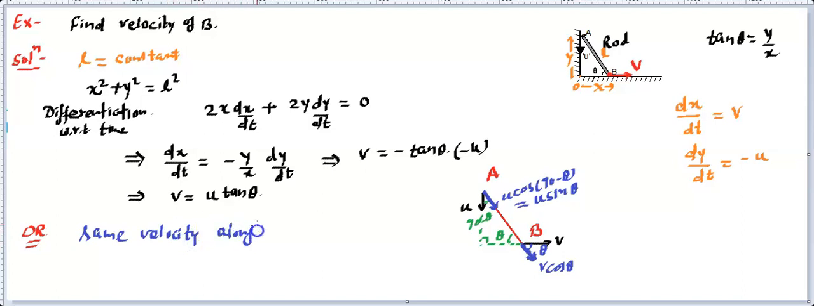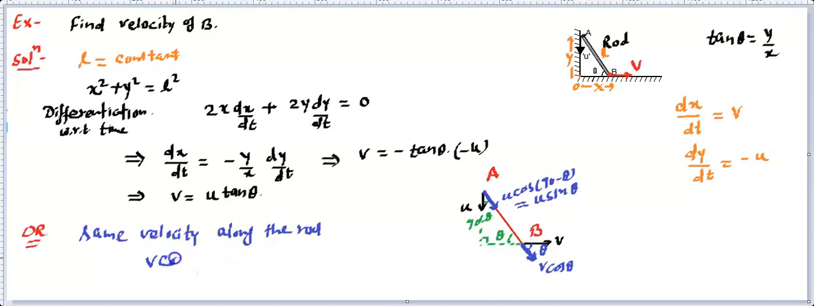You can use this point, and that will give you the answer quickly. So this is the final velocity of A, this is the final velocity of B. Then we take the component along the rod, and we claim that they must have the same direction. So yes, they have the same direction, and they must have the same magnitude. So let's write the magnitudes equal.